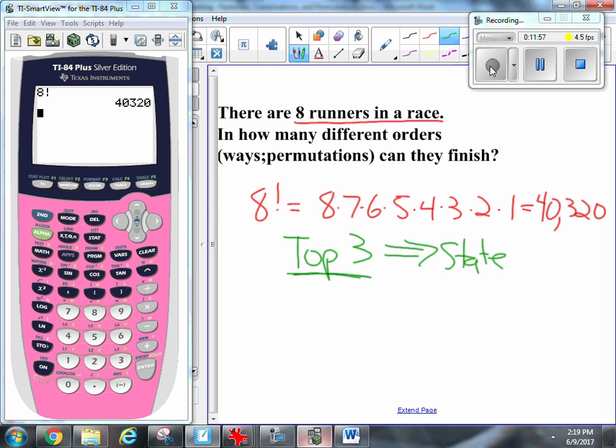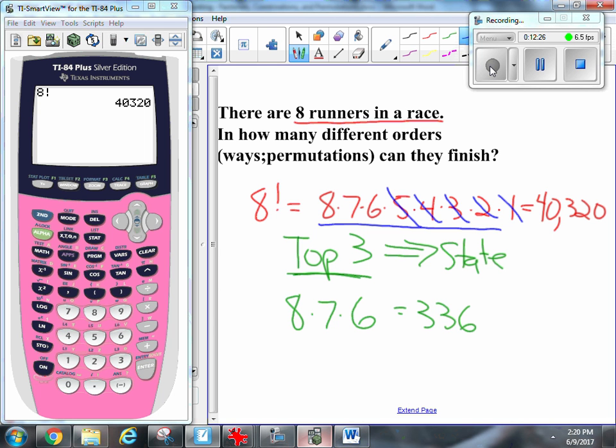Well, that's going to be 8 times 7 times 6. That's going to be my first 3 finishers. And that's going to equal 336. So it's just like I had started with all 8, but I said, really, I'm only interested in the top 3. I'm going to get rid of 5, 4, 3, 2, and 1.